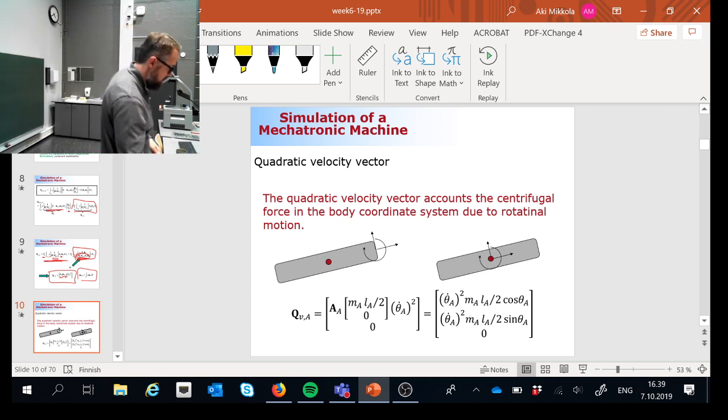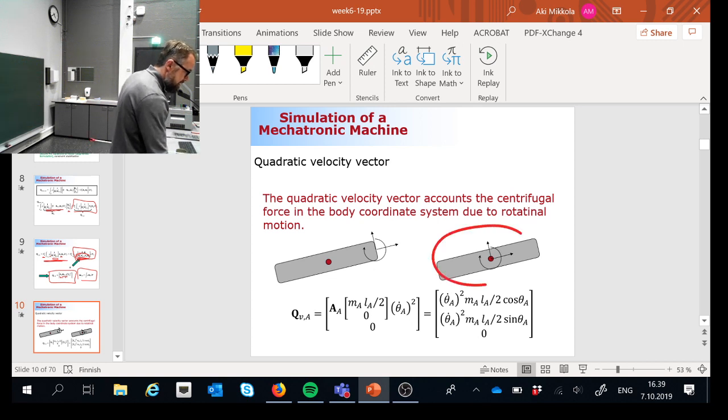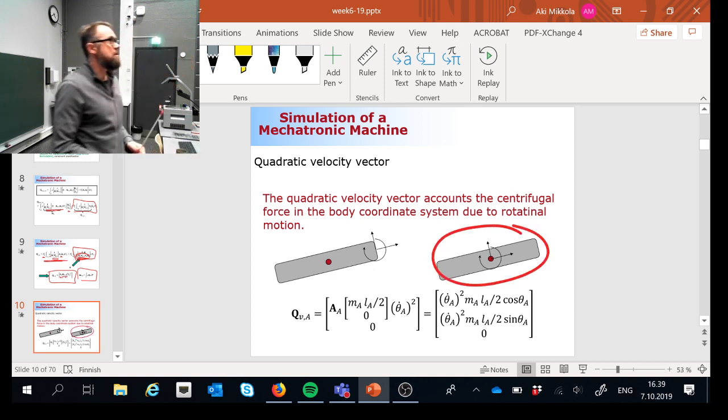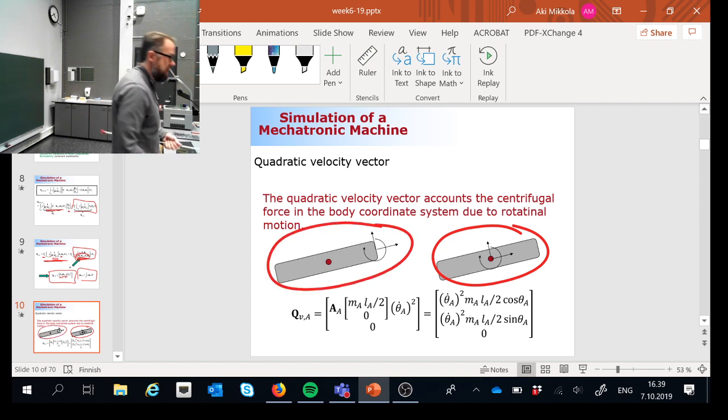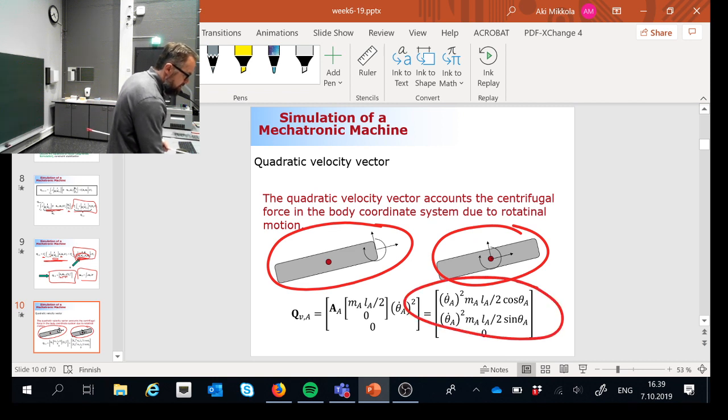Now, as you can see, here are the two cases. In this case, the body reference coordinate system is not able to recognize forces due to the rotation. Here, it is able to recognize the forces, and those forces will be the magnitude that is mentioned here. So, you see how it goes. Those are exactly the forces that the body reference coordinate system is experiencing due to the centrifugal force. All right, so that's what it is.